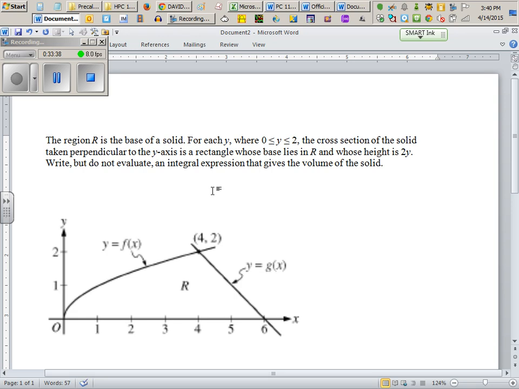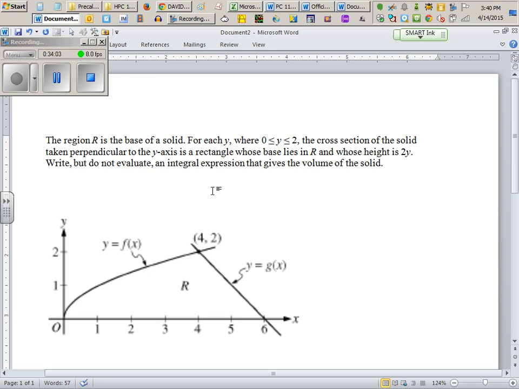Okay, it's saying that the region R is the base of a solid. So I'm trying to picture this goofy solid sticking out of the board at me. There's this weird solid just protruding out of the whiteboard right now towards you, or maybe towards Mr. Milne's classroom. Okay? What's it made of? What does it look like when you cut it? Well, it looks like rectangles, actually.